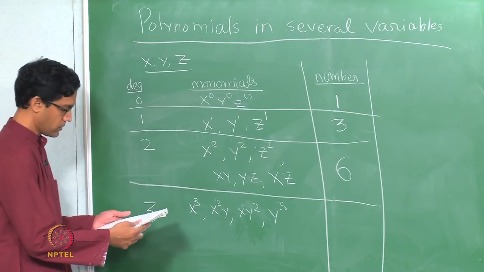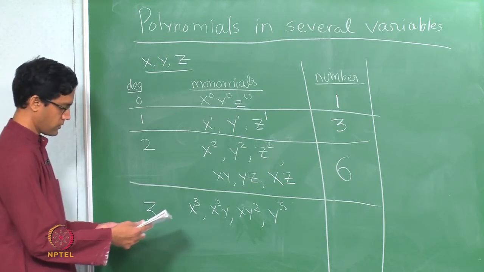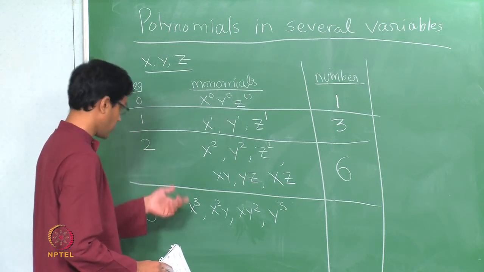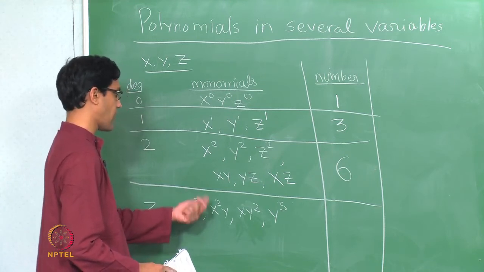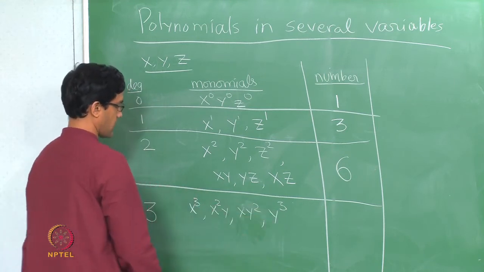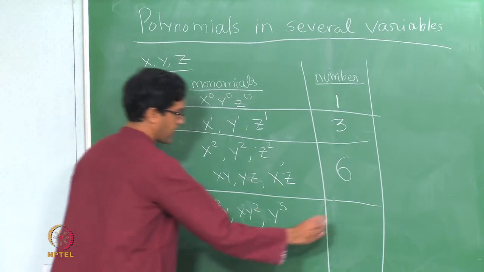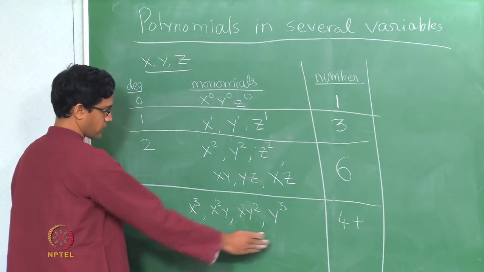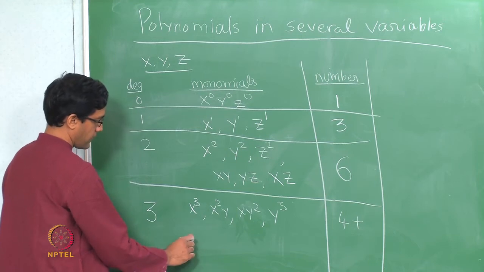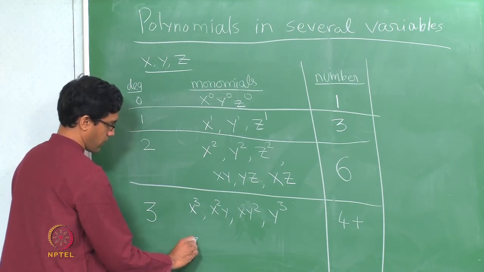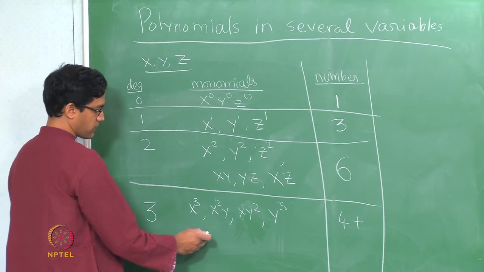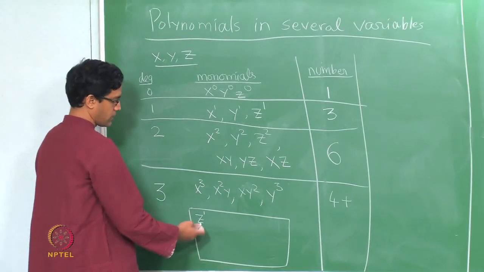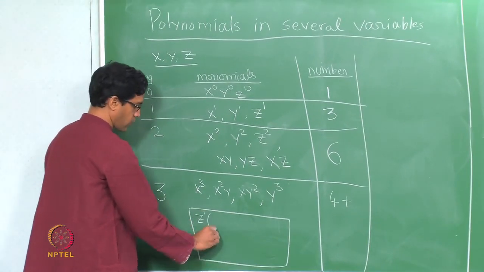Now let us do the following. We also want to know which are the ones which have a z in them. These are the ones which do not have z, so we already have a count of 4 there, plus the ones which do involve a z. What are they going to look like? Well, they are all going to have at least a z power 1. So let me pull out that power of z and then figure out what is left.